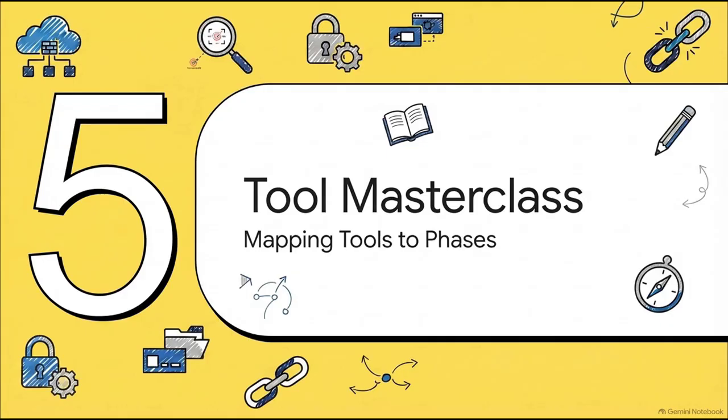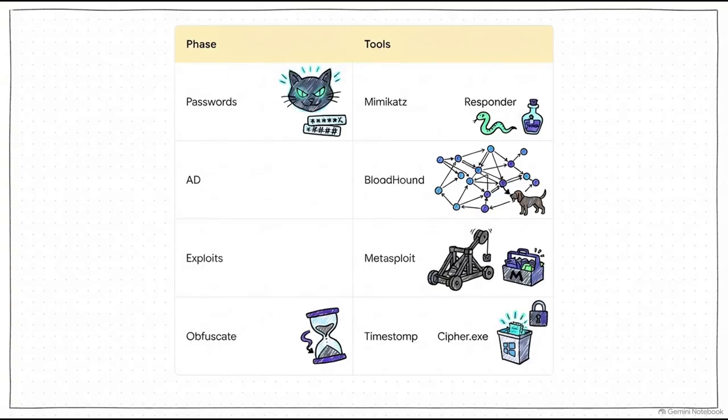All right, let's wrap this up with our CEH exam tool masterclass. We need to map these tools to the hacking phases. Theory is great, but the CEH v13 exam is going to push you hard on practical knowledge. You have to know which tool does what. For password cracking and extraction, Mimikatz is your undisputed go-to for pulling hashes straight out of memory, while Responder is your buddy for network poisoning.